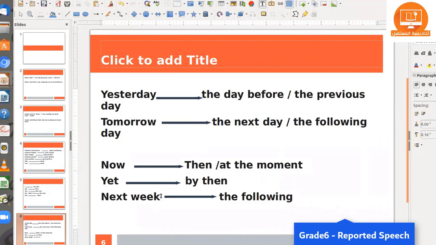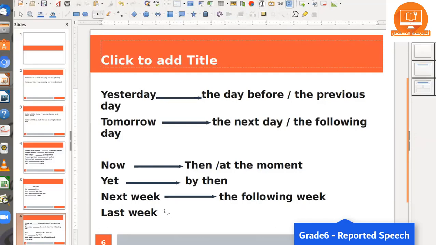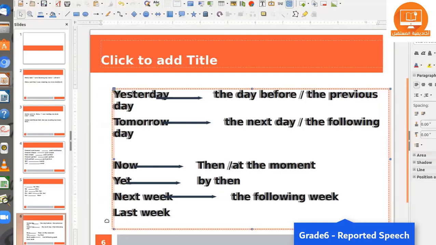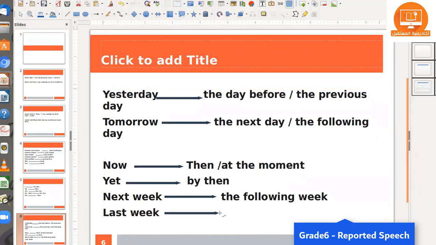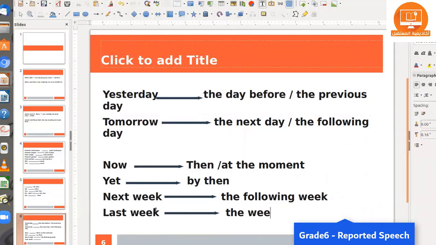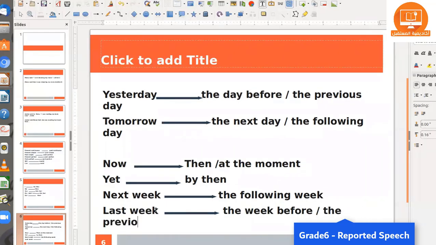Please, you have to study this. I studied it, Mr. Yeah, I know. That's why I'm so proud of you. Okay, now, last week: the week before or the previous week. Any problem? No. Yeah, we will say them all.